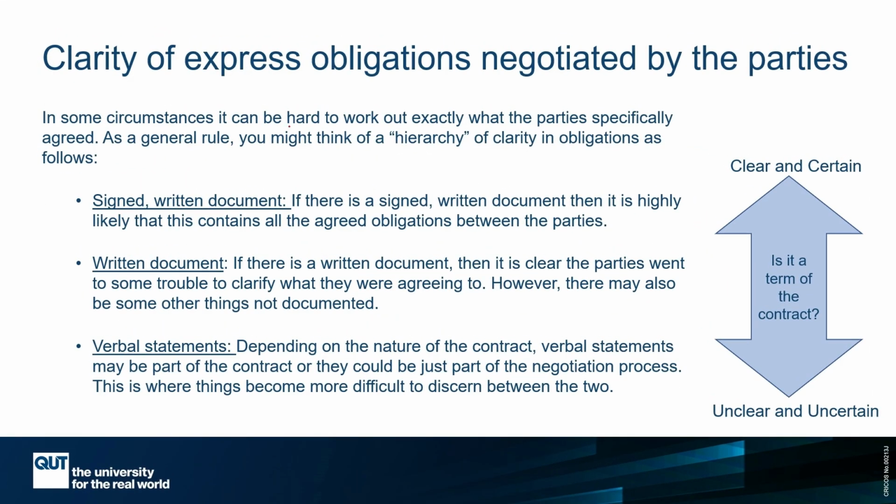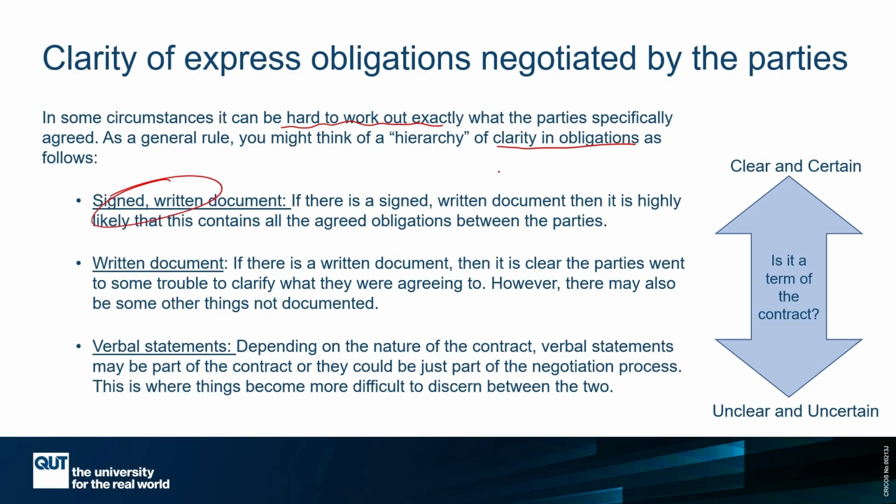As you can probably tell, sometimes it can be hard to work out exactly what parties have agreed. We can say, yes, they agreed, but it might not be clear exactly what they agreed to. That's one of the reasons why people talk about having your contracts in written documents. Why? That gives you clarity of obligations. Not all the time, but it certainly increases the chances that the terms of the contract are clear.